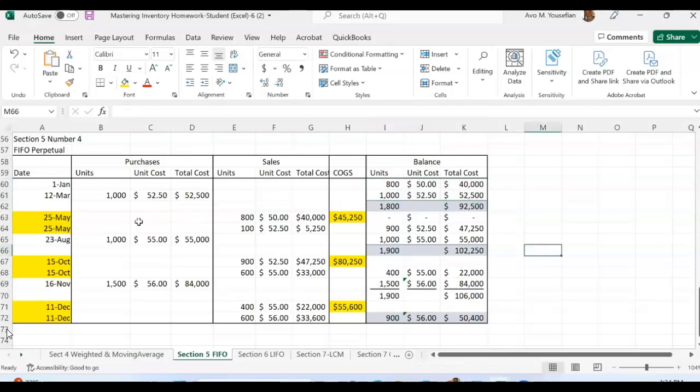That means we have to keep these layers separately. On May 25th, we sold 900 units. Okay, very good. But where are those 900 units coming from? Because this is FIFO, right? So you go to the first layer here and pick up 900. Do you have 900? No. Okay, pick up whatever you have. So pick up the whole thing and copy it in here. Got it? That comes from here, right?